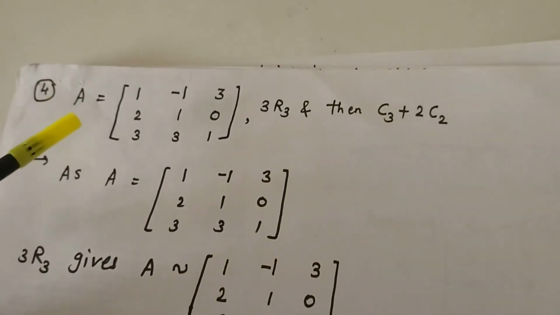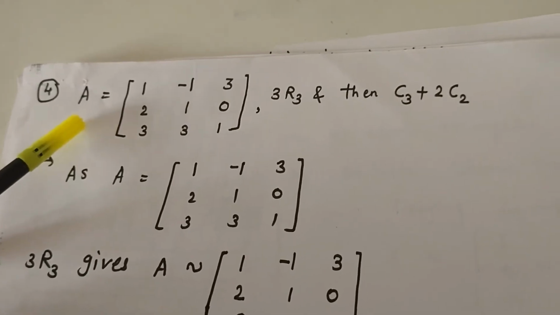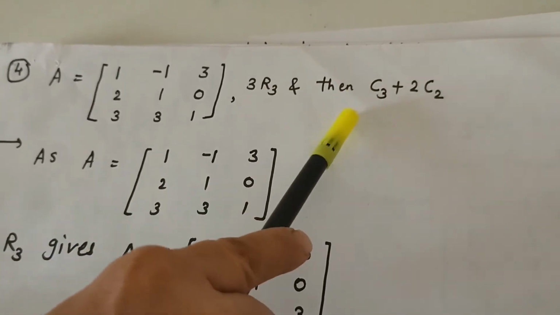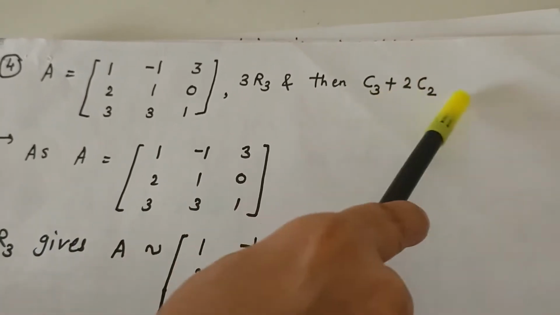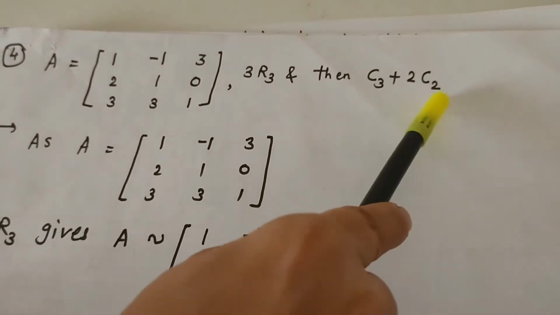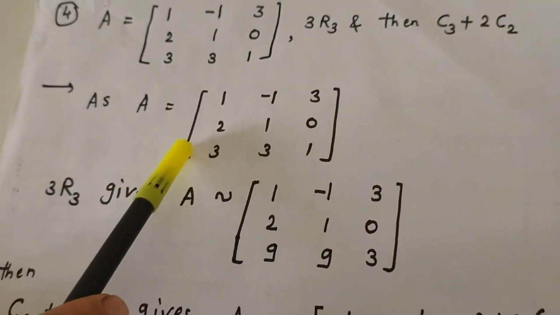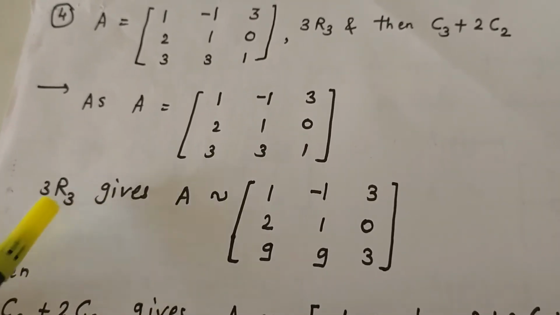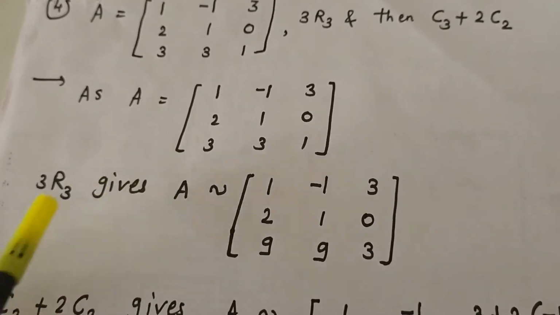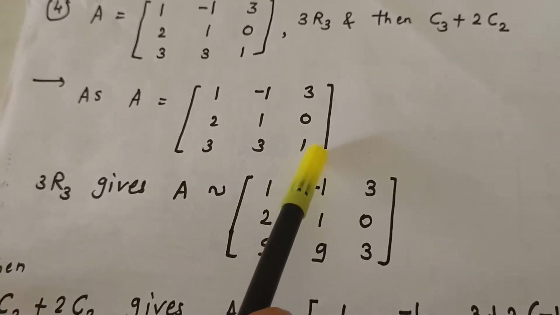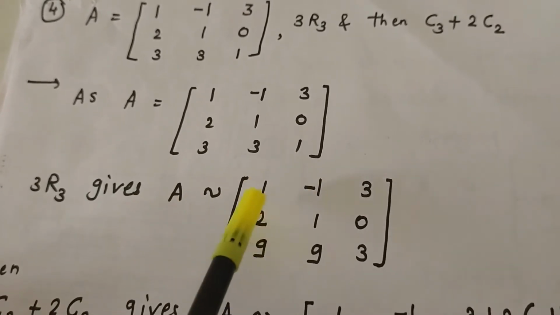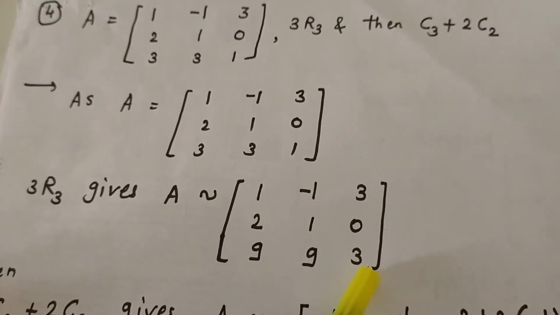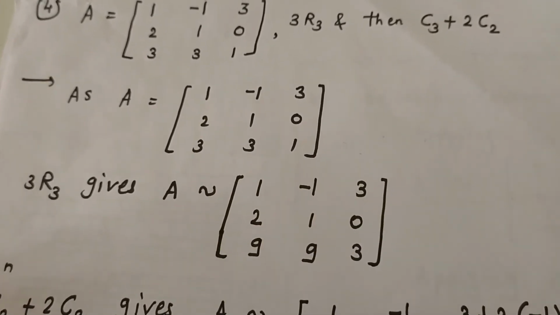Let us see the fourth example. A matrix A is given and the transformation 3 into R3, and then apply the transformation C3 plus 2 C2. As given matrix A, the first transformation is 3 into R3, which gives, by multiplying the third row by 3, 3 into 3 is 9, 3 into 3 is 9, 1 into 3 is 3. First row and second row as it is.